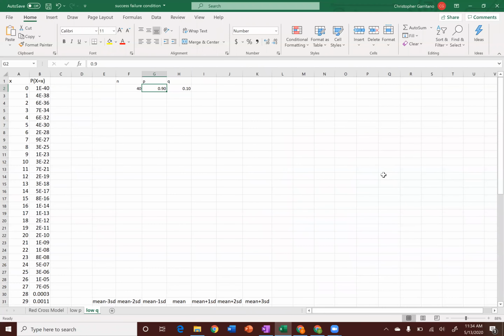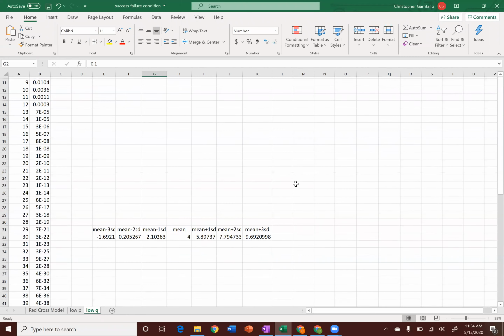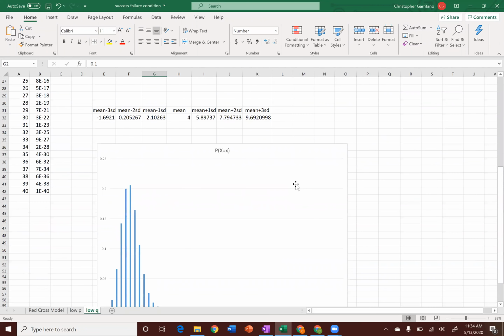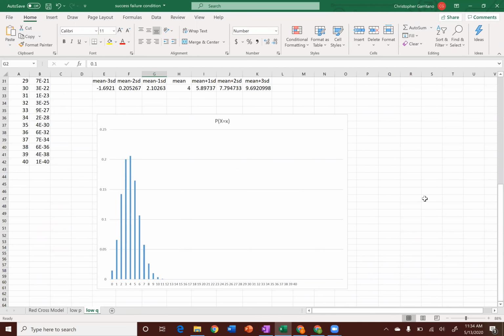Well, what happens if we adjust the probability of success to 0.1? This fixes the n times q. n times q is now greater than 10, but n times p is less than 10. So what happens to our distribution? Well, if it's harder to get a success, then of course the distribution of the number of successes will be shifted much lower. In other words, it'll be more likely to get fewer successes.